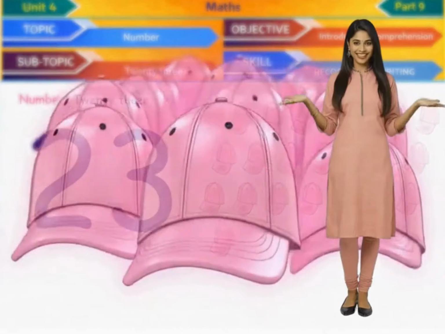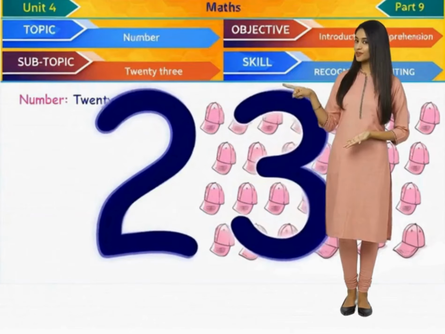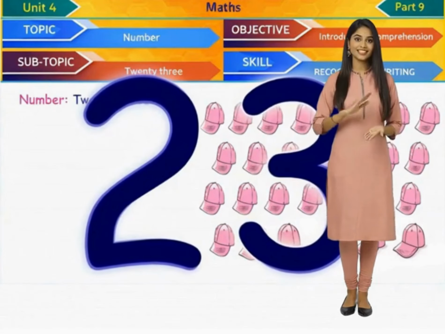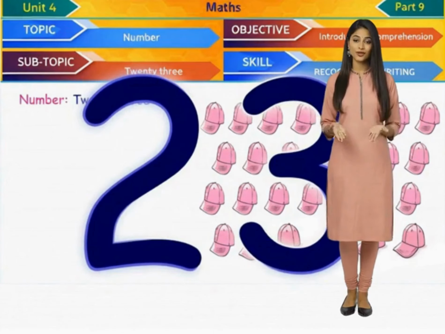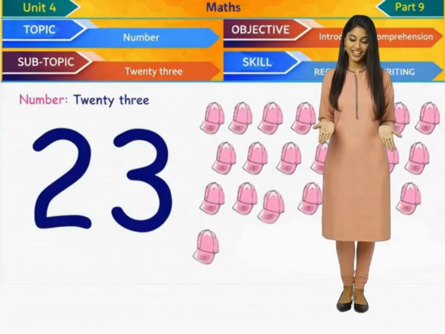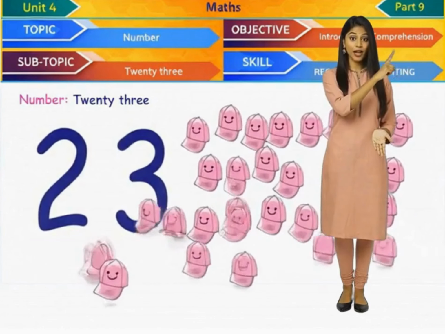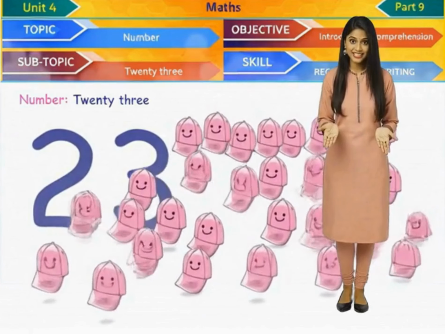Hello little learners. Today we are learning the number 23. We write it as 2 and 3 together. When we read it, we say 23. It comes after 22 when we are counting numbers. Now look at the pink objects on the page. These are caps. Cap means a small hat that we wear on our head to protect from heat.